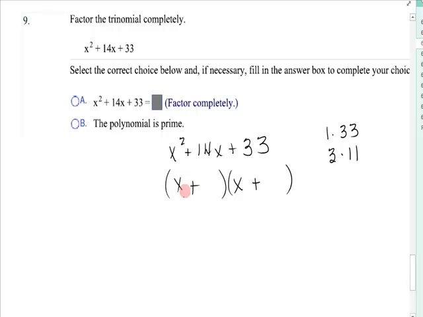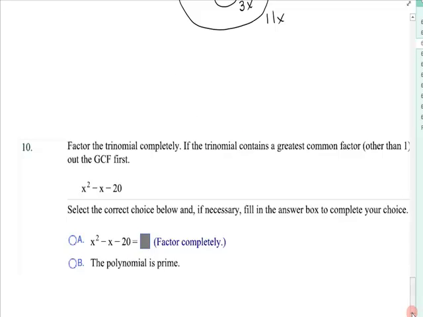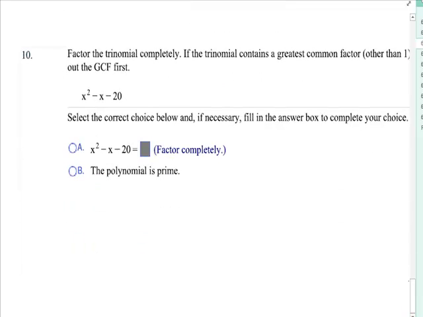All right. I want the outer product plus the inner product, since they'll both be positive, to add up to be 14. Looks like 3 and 11. Doesn't matter where you put them. X times x is x squared. Outer is 11x. Inner is 3x. Those add up to be 14x. 3 times 11 is 33. All right, we have one more.